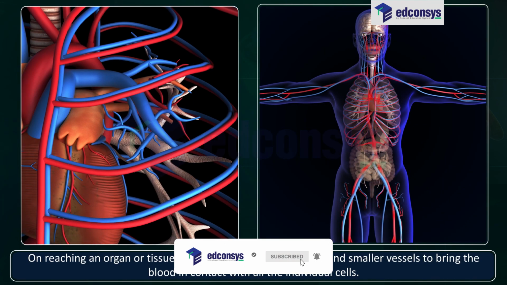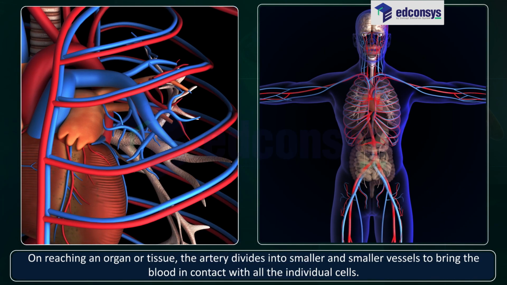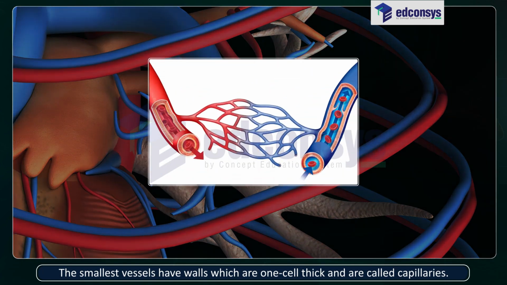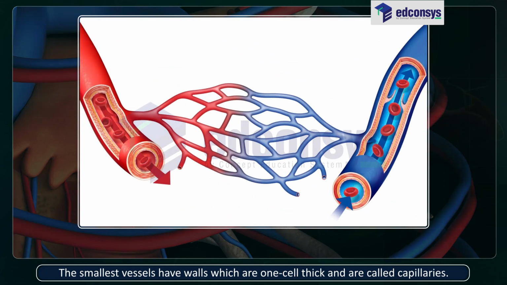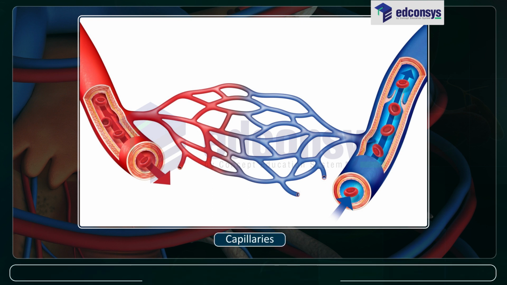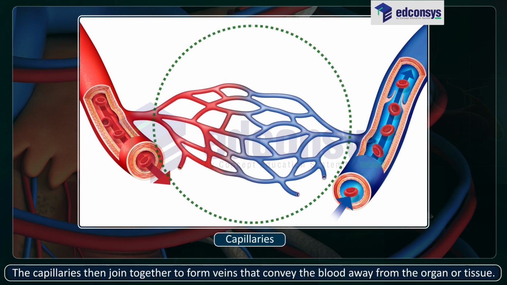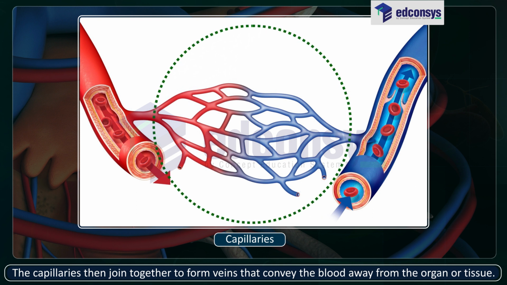On reaching an organ or tissue, the artery divides into smaller and smaller vessels to bring the blood in contact with all the individual cells. The smallest vessels have walls which are 1 cell thick and are called capillaries. Exchange of material between the blood and surrounding cells takes place across this thin wall. The capillaries then join together to form veins that convey the blood away from the organ or tissue.